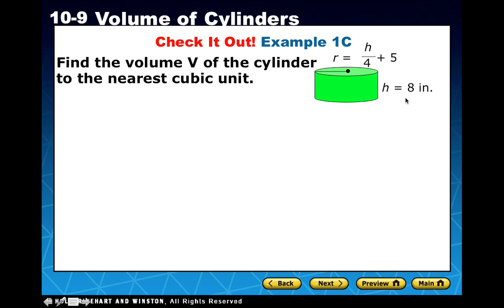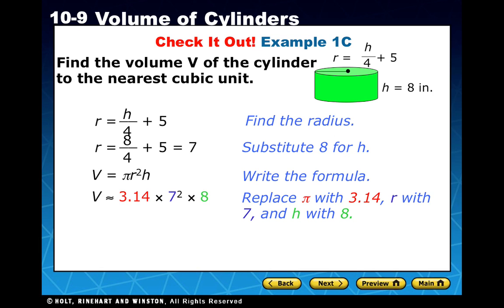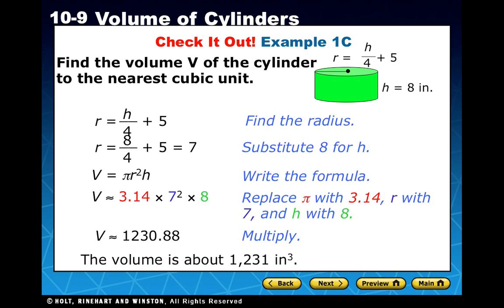Okay, a similar one again. Our radius is h over 4 plus 5, so we're going to use what they give us for h to figure out the radius. So we are going to put 8 in for h, and we find that our radius is 7. And now we can put that into the formula, 3.14 times 7 squared times 8 for the height. And we have 1,230.88, and we're going to round that to the nearest cubic unit, so 1,231 inches cubed.